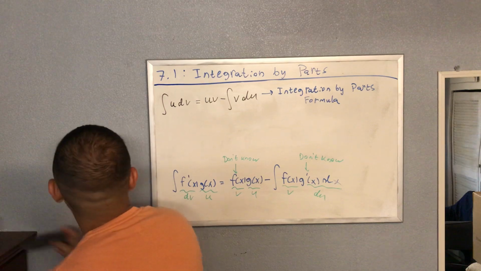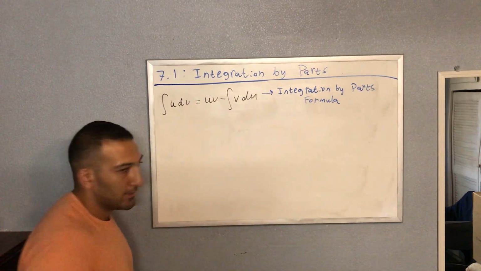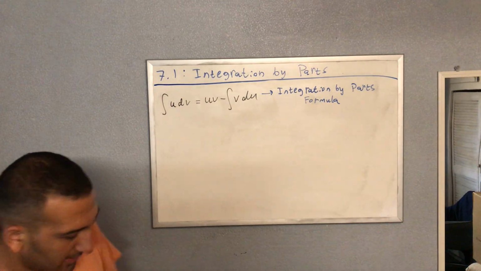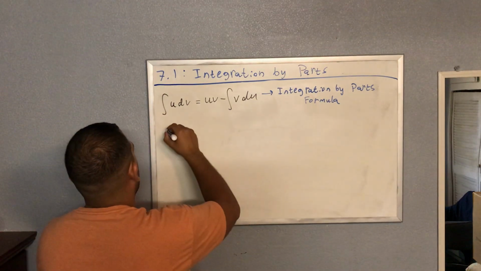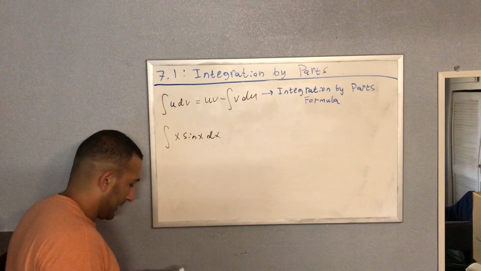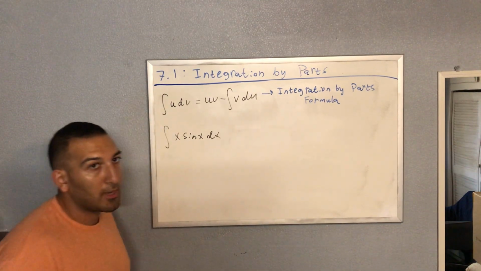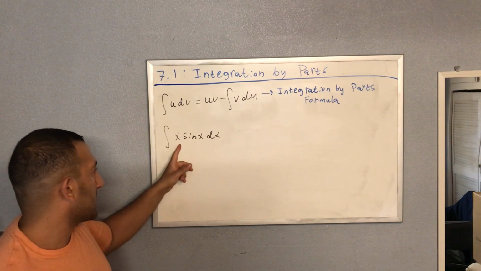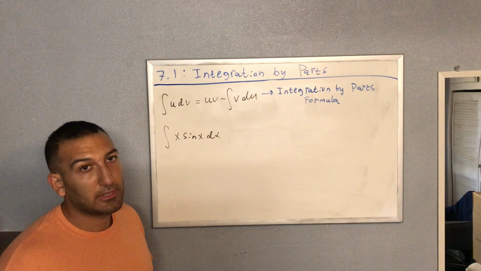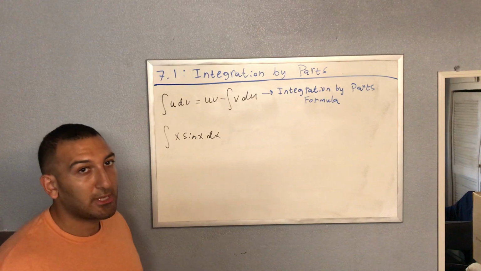Okay, and now let's see this thing in action. So let's say that we want to find the integral of x times the sine of x. If you remember in our process, one of these functions we're going to integrate and the other function we're going to differentiate. Those are the two things we have to do. We're going to have to integrate one and differentiate the other.